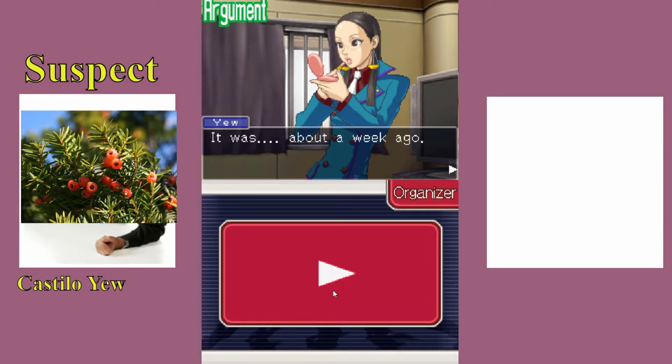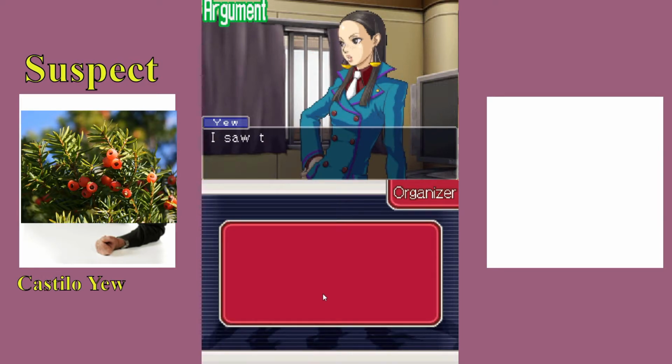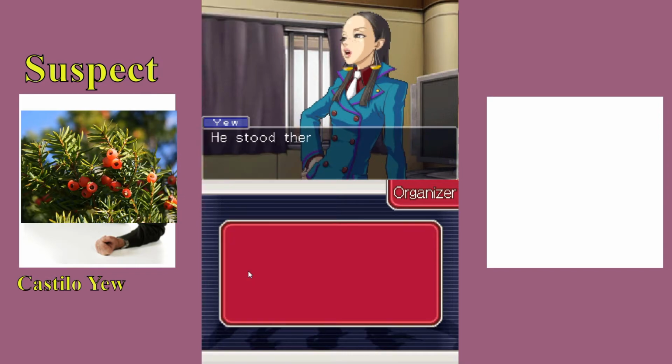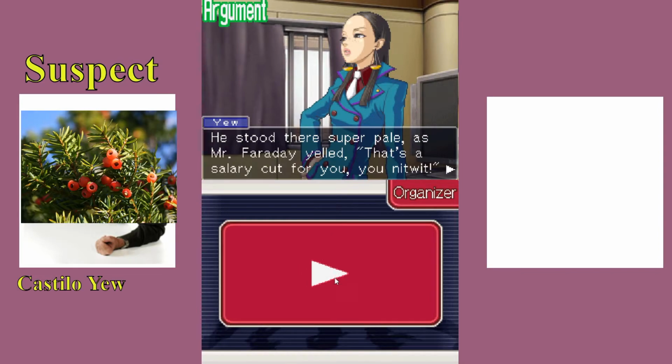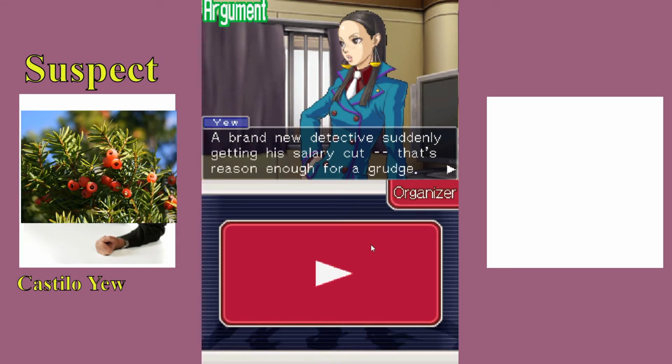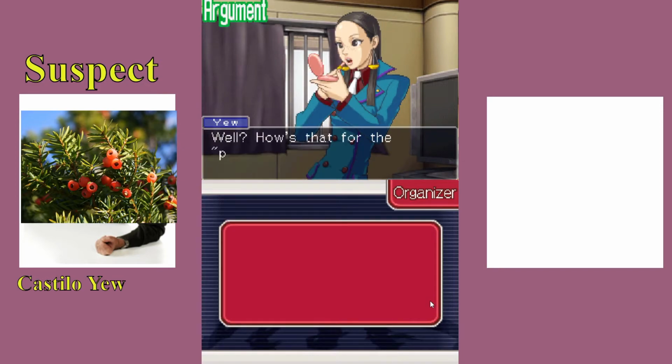It was about a week ago. A week ago. I saw the detective get chewed out by a livid Faraday in front of the precinct. He stood there, super pale, as Mr. Faraday yelled, "That's a salary cut for you, you nitwit." A brand new detective, settling in his salary cut. That's reason enough for a grudge. Man, if Gumshoe held a grudge for his paycheck getting cut, there would be no prosecutors. There would be none. They would all have gone the way of Faraday. Well, how's that for the perfect explanation?